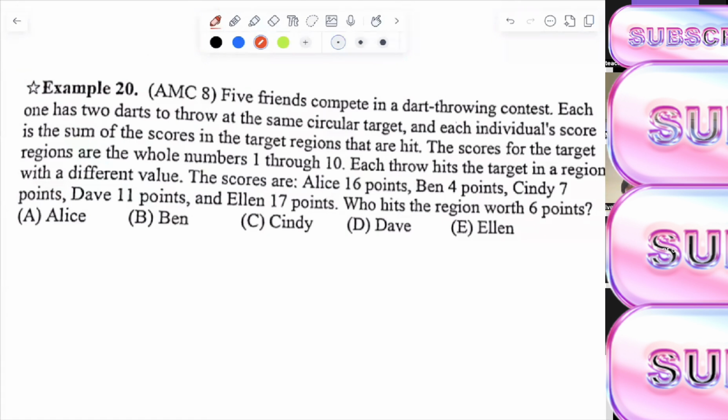So 5 friends compete in a dart throwing contest. Each one has 2 darts to throw at the same circular target. Each individual's score is the sum of the scores in the target regions that are hit. The scores of the target regions are the four whole numbers from 1 to 10. Each throw hits the target in a region with a different value. Scores are Alice 16 points, Ben 4 points, Cindy 7 points, Dave 11 points, Ollie 17 points. Who hits the region with 6 points?